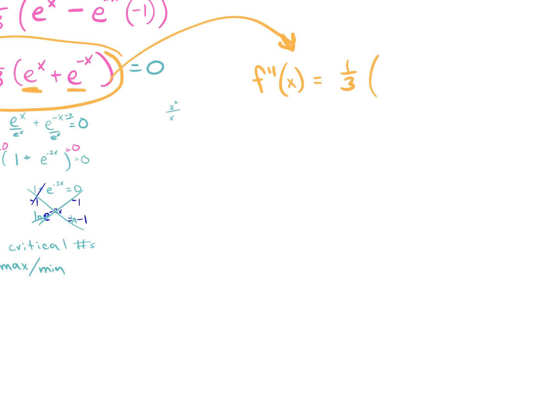What's the derivative of e to the power of x? E to the power of x. Perfect. And then our derivative of e to the power of negative x would be e to the power of negative x times the derivative of the exponent. What's our derivative of negative x? Negative 1. So times negative 1. I'm going to rewrite this for us here. We have 1/3 e to the power of x minus e to the power of negative x.